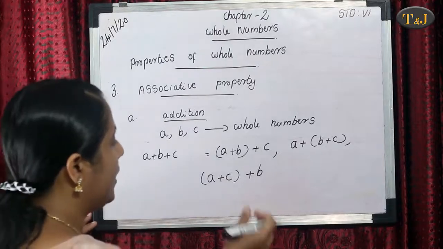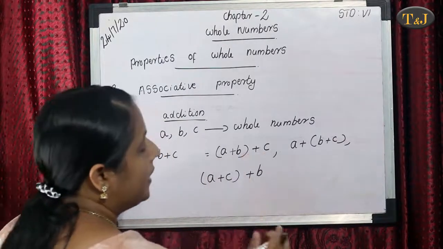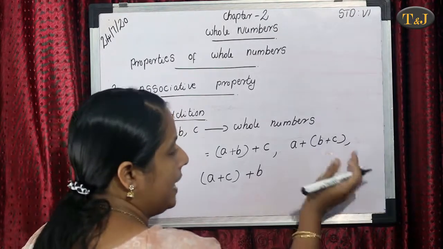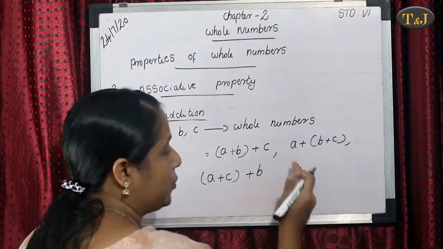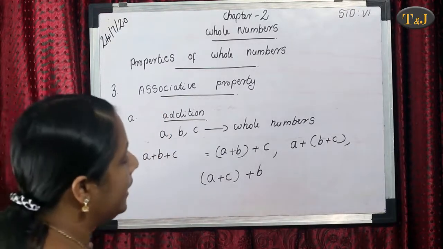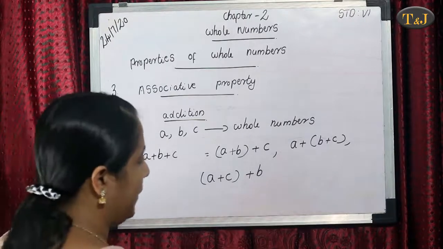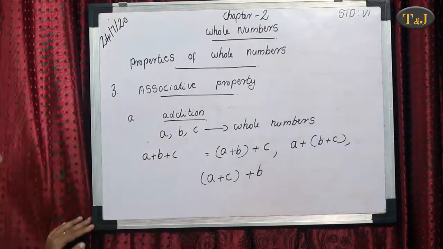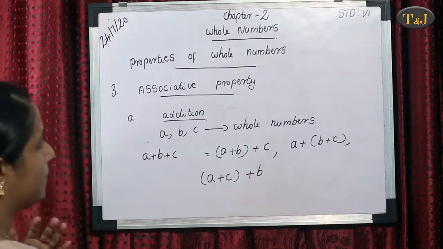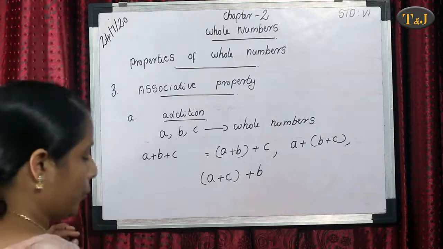That means first we add A plus B together and add that answer to C. Second, we first add the numbers B plus C and add this to A. Third, we first add A plus C together and add the number B to it. Then I will explain by taking some numbers and discuss how we can satisfy this addition under the associative property.